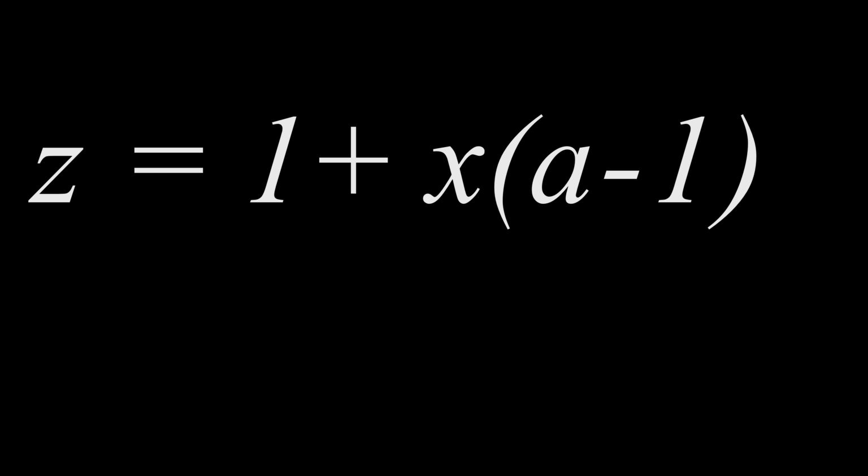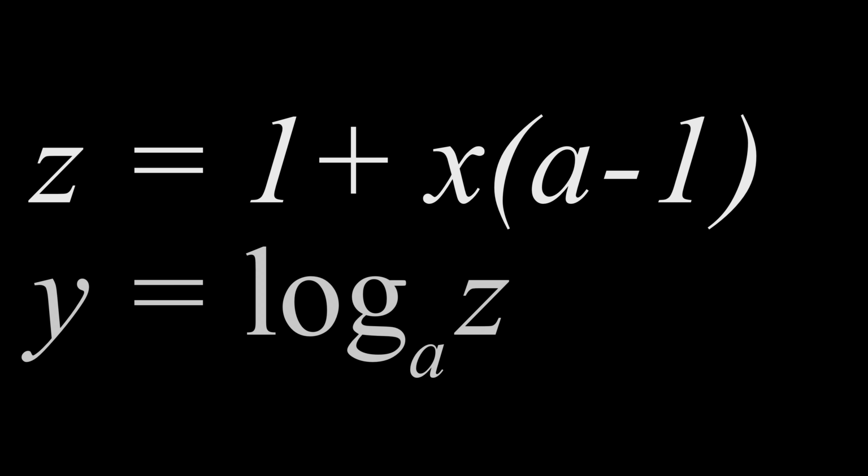So if x equals 0, z equals 1 plus 0 times (a minus 1), which equals 1. And if x equals 1, z equals 1 plus 1 times (a minus 1), which equals 1 plus a minus 1, which equals a. Substituting z for x is one of the ways cameras can produce logarithmic footage. This is the most likely way, so we leave the others to a later video.